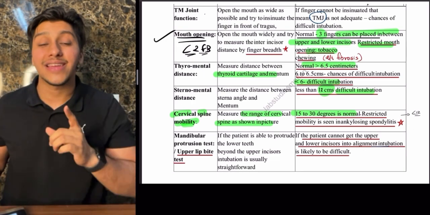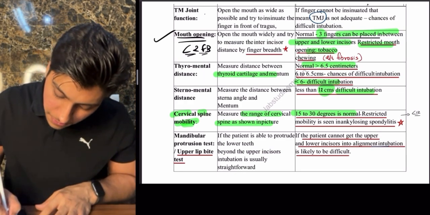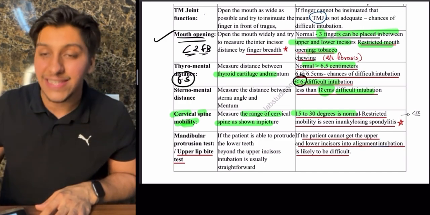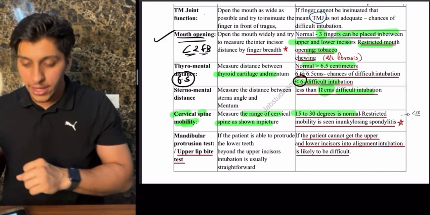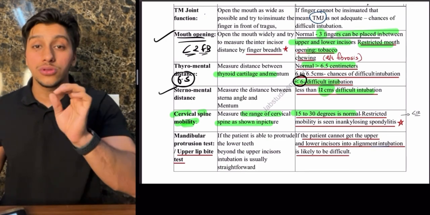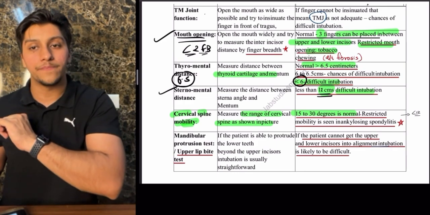Okay, then you'll have the thyromental distance. The normal thyromental distance is around 6.5. Anytime the value is less than 6, it is going to be a difficult intubation. Then it's going to be your sternomental distance. Sternomental distance is normally around 13. If the value is less than 12, it is going to be a difficult intubation.